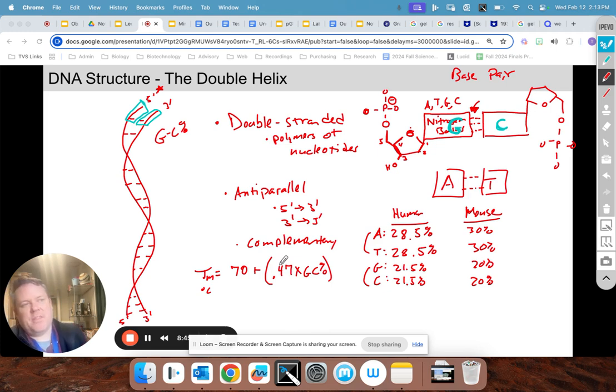I can't remember, I think this is for larger strands. I have one that's for like 10 to 14 base pairs. I think this is a little longer than 14 base pairs. But we could take the GC ratio and plug in the GC ratio of 41 or 43, I guess that is. 43 times 0.47 plus 70, and that's going to give us the temperature at which this DNA strand will separate, because you've put enough energy into the molecule to break all of the hydrogen bonds. So that is how you calculate melting temperatures of DNA.